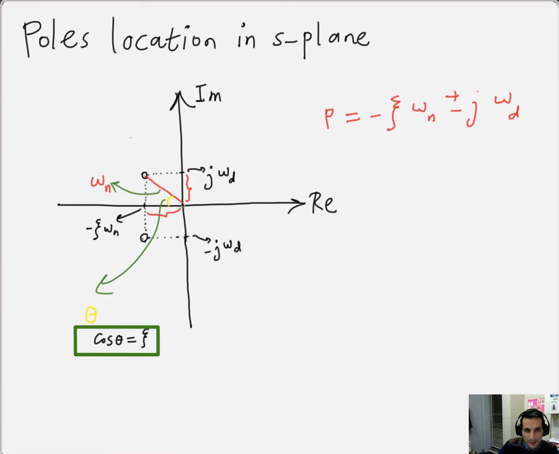And it turns out that this angle that you see here, if you denote it by theta, the cosine of this angle is going to be equal to the damping ratio zeta. So really you can establish a few things. One is that if you know the location of the poles, from that you can find out a lot of things: omega n, omega d, zeta, etc. And if you know zeta and omega n, you can easily determine the location of the poles on the S-plane.